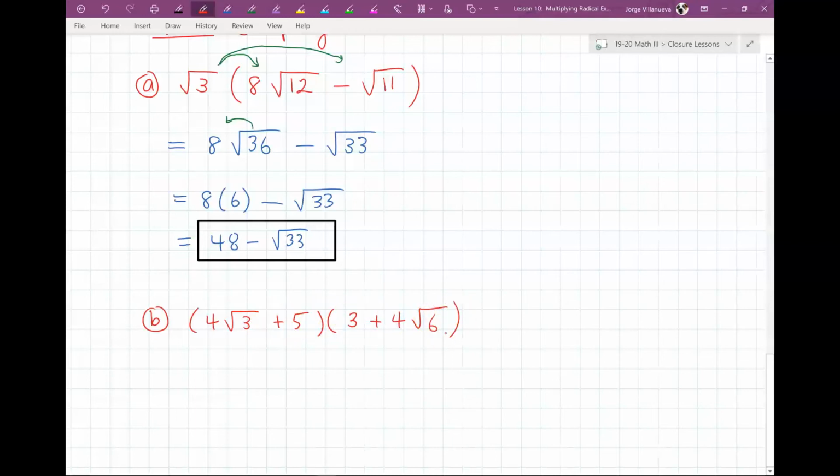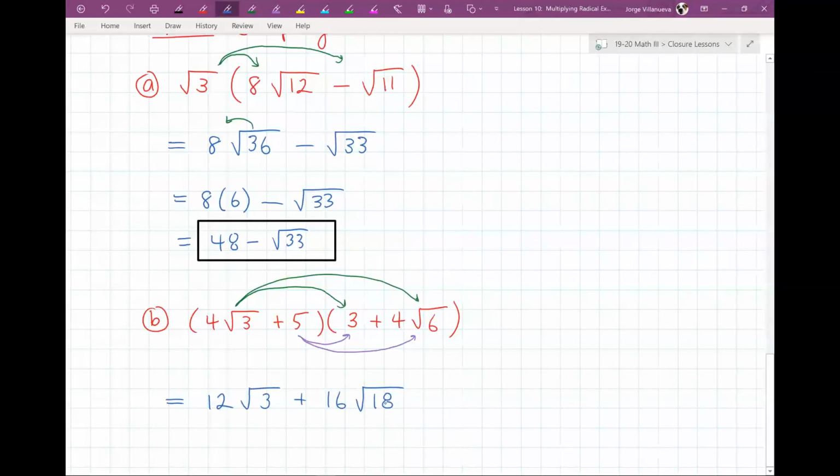So this you're going to have to do by foiling. Remember, we're going to multiply first, then outer, then we'll go inner, and then last. So the first, 4 radical 3 times 3, that's 12 radical 3, because 4 times 3 is 12. Next, 4 radical 3 times 4 radical 6 is 16 radical 18.